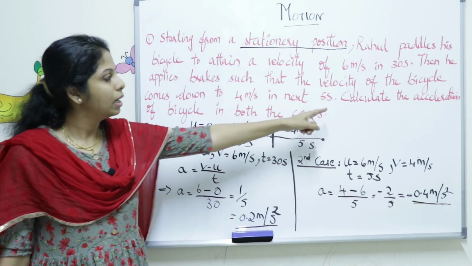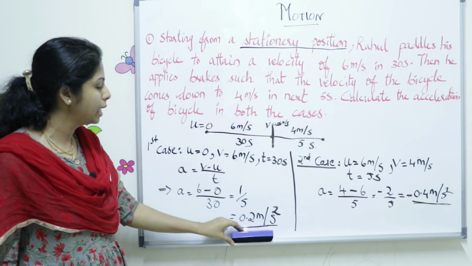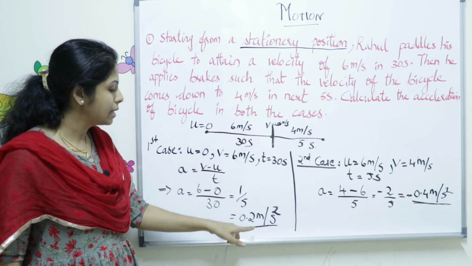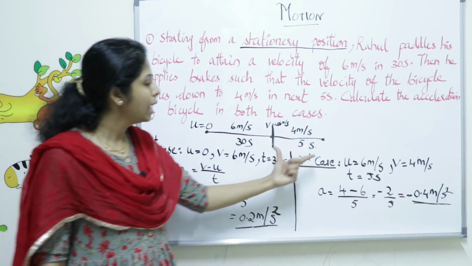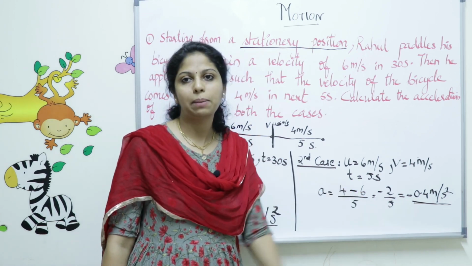So, they have asked to calculate the acceleration of the bicycle in both the cases. We have calculated it. In the first case, the answer is 0.2 meter per second square, and in the second case, the answer is minus 0.4 meter per second square.